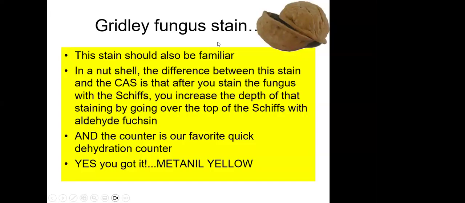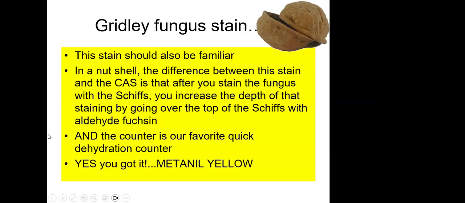Then we have a Gridley stain. This should be familiar as well. Basically, in a nutshell, the difference between this stain and the CAS is that after you stain the fungus with the Schiff's, so you've got chromic acid, then you've got Schiff's, then you're going to develop that Schiff's. You're going to increase the depth of that Schiff's by going over the top of it with an aldehyde fuchsin.